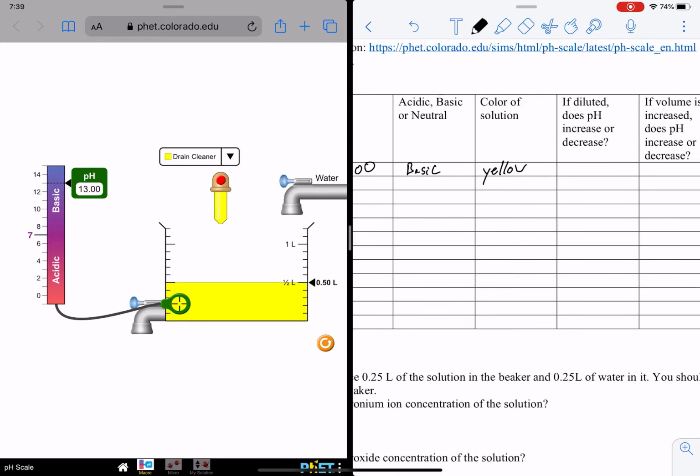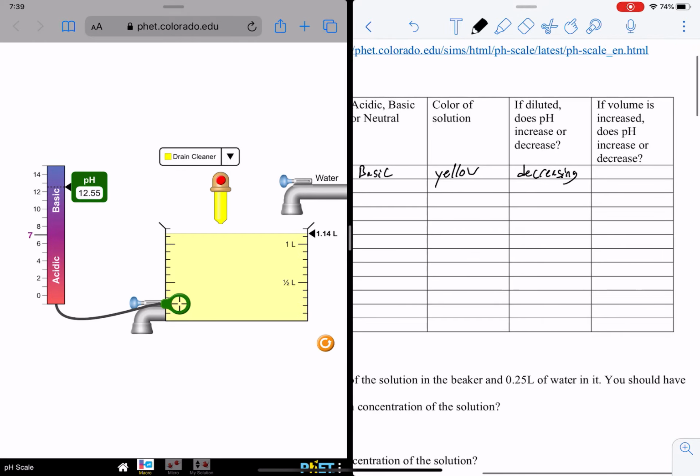For this, we do need to add water. If we go to our simulation, on the right hand side, we have that faucet. Let's move that blue knob and add some water. We can see what happens as we add more water. The solution goes to 12.59, and it's continually decreasing. That number is getting lower. So as we add water, we are decreasing the pH. If volume is increased, does pH increase or decrease?